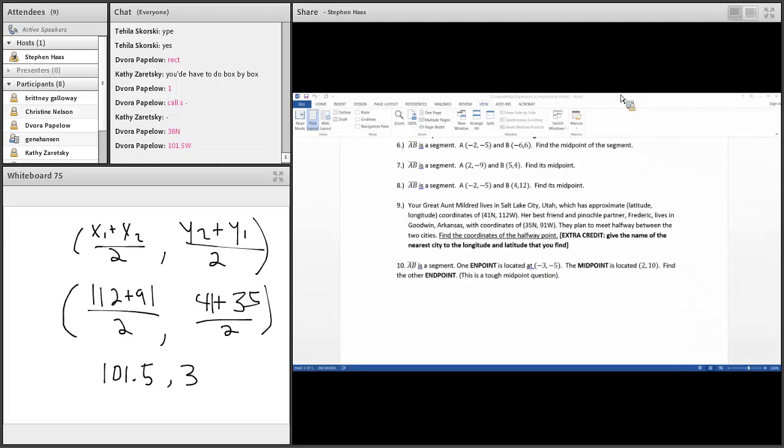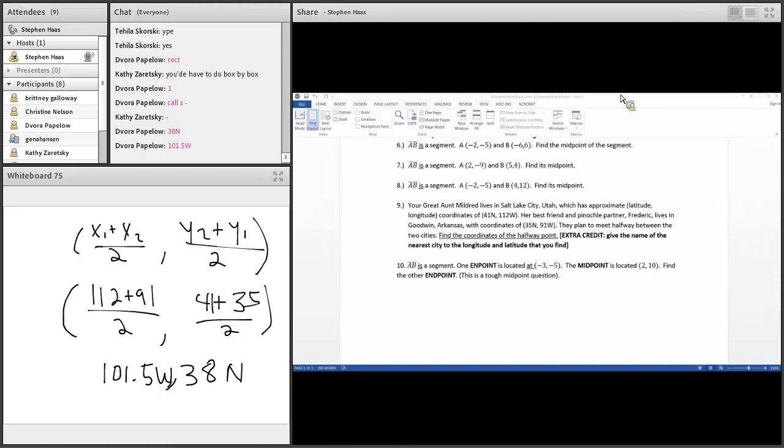So our 101.5 is our 101.5 west longitude, and our 38 is our 38 north latitude. And should we do the extra credit? Give the name of the nearest city to the longitude and latitude that you find. Well, how do we do that?